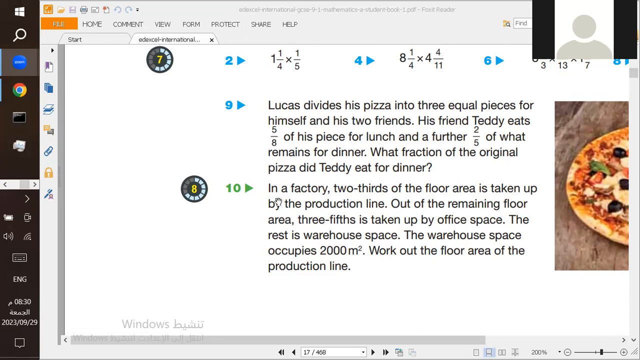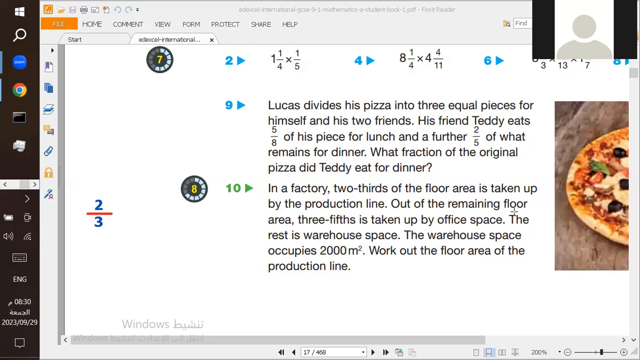Question 10. In a factory, 2/3, it means 2/3. When we read the question, we write them. Okay? This is the way of explaining questions. Every time we read a fraction, we write it. So 2/3 of the floor area is taken up by the production line.